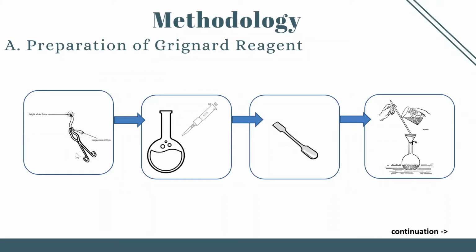So for the methodology, the first part is the preparation of the Grignard reagent, the phenyl magnesium bromide. As you can see on the slide, first get a piece of magnesium ribbon about 4.50 centimeters long, and remove any oxide coating that may be present by scraping both sides using a spatula. From the untarnished magnesium ribbon, weigh approximately 0.038 grams.